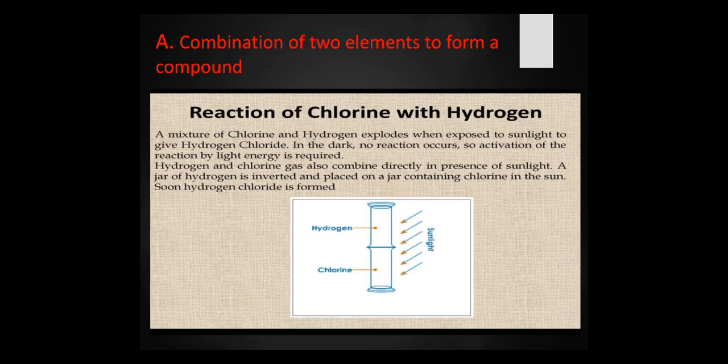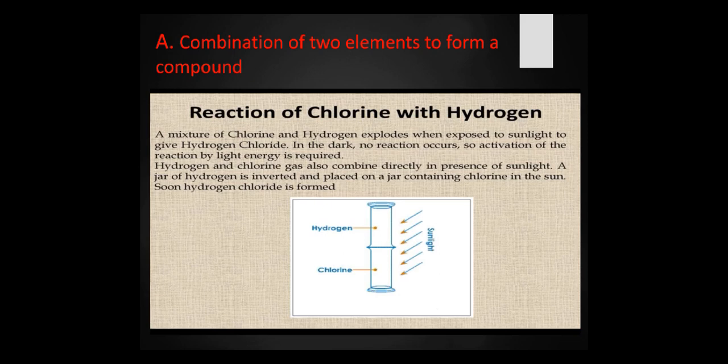Hydrogen and chlorine gas also combine directly in the presence of sunlight. A jar of hydrogen is inverted and placed on a jar containing chlorine in the sun, and soon hydrogen chloride is formed. As you can see in the diagram, two jars are there. One jar is inverted on the other one and exposed to sunlight, and when the two gases combine with each other in the presence of sunlight, hydrogen chloride is formed. This is just one example of combination of two elements to form a compound.